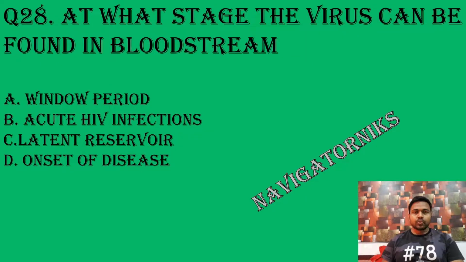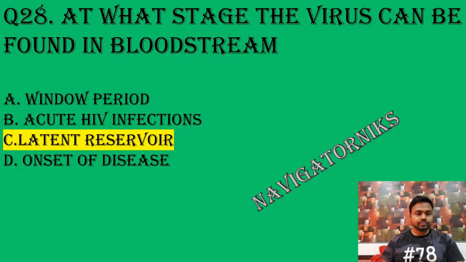28. At what stage can the virus be found in the bloodstream? Option A, window period. B, acute HIV infection. C, latent reservoir. D, onset of disease. And the correct option is option C, latent reservoir.